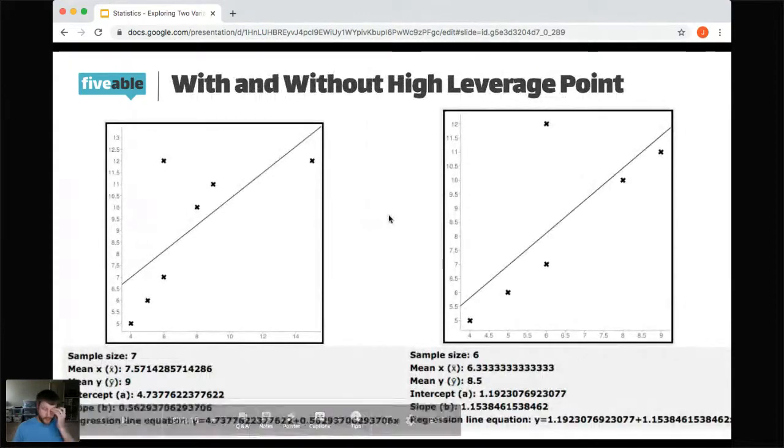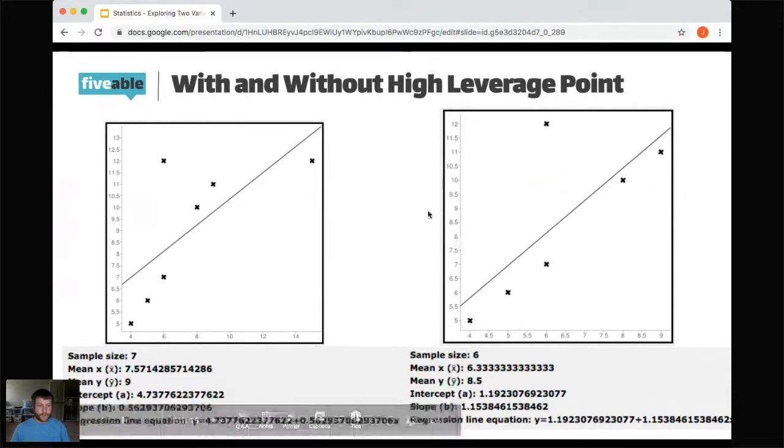So here's the model before removing the high leverage point and then after removing the high leverage point. And I mean, that y-intercept changes quite a bit. It goes from 4.73 to 1.19. And the slope also changes from 0.56 to 1.15. So it makes it have a much larger slope. When we take this point out, it makes the line steeper. Again, you can see the line kind of looks the same because of the applet that I used, but the x-axis changed significantly. It goes from 4 to 14 on the original model, and now it goes from 4 to 9.